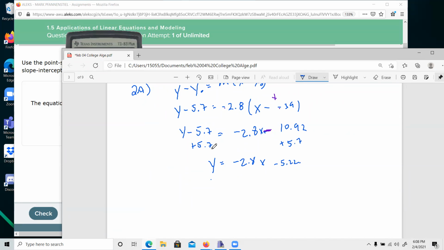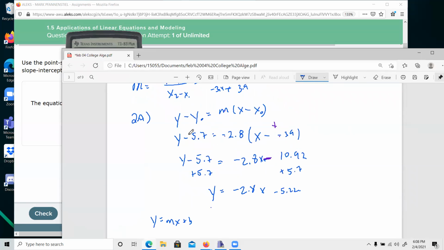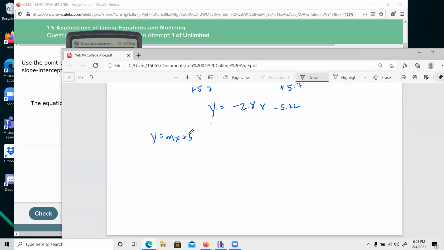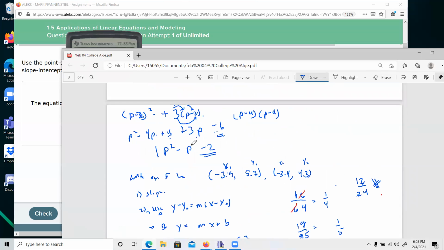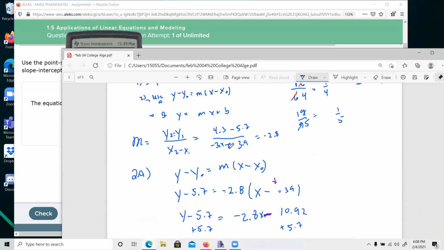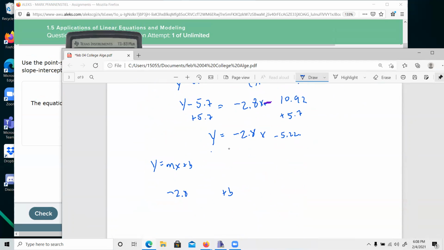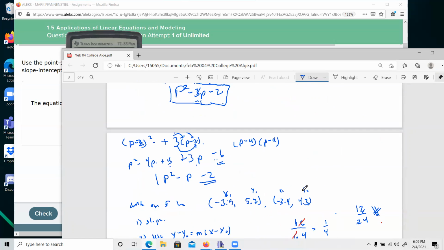All right, now let's try it the other way around. You already found the slope. That doesn't change. So we're going to say this is negative 2.8x plus b. Pick your favorite point, and we're going to choose our x and y values from it. Why don't we use the same point? We'll just say 5.7 equals negative 2.8. What's my x value? It was 3.9.